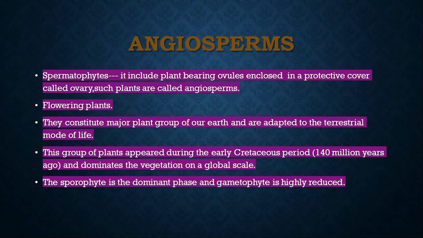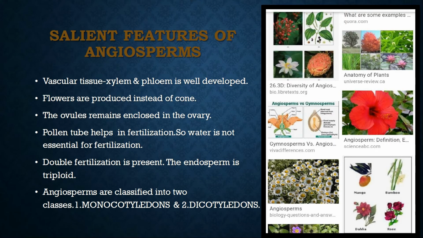Angiosperms are spermatophytes. They include all the plants which bear ovules, and the ovules are enclosed within the ovary. They are flowering plants. They constitute the major group on our earth and are adapted to the terrestrial mode of life. These plants appeared during the early Cretaceous period, 140 million years ago. The sporophyte is the dominant phase and the gametophyte is highly reduced in angiosperms.